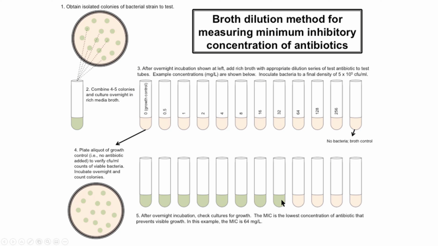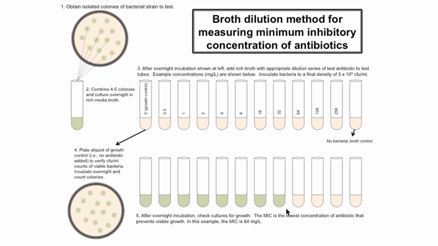So the minimum concentration needed to kill the organism in this example is 64, because at a concentration of 32, the organism was growing in the test tube, but at 64 or higher, nothing was growing in the test tube. And that's how they measure the minimum inhibitory concentration for a specific antibiotic. And MICs, so every antibiotic has a different MIC for each organism that it covers.